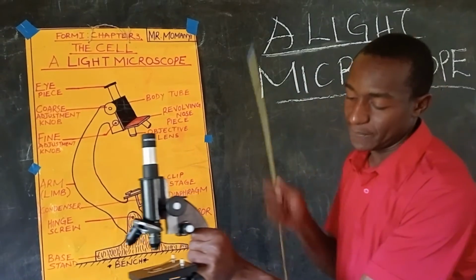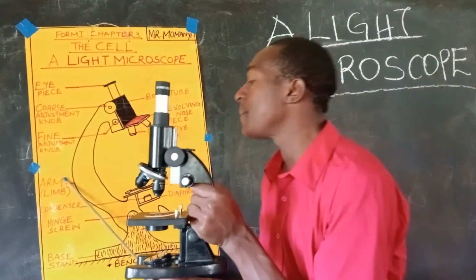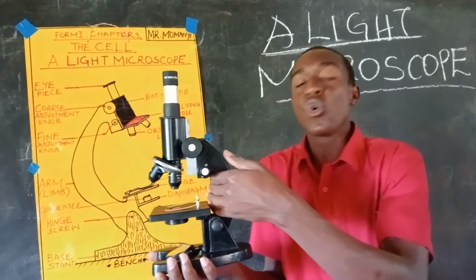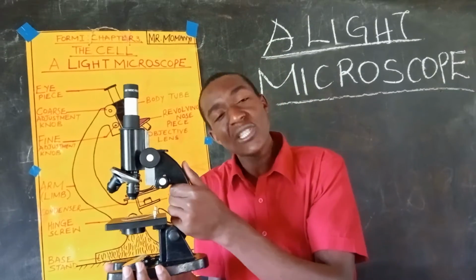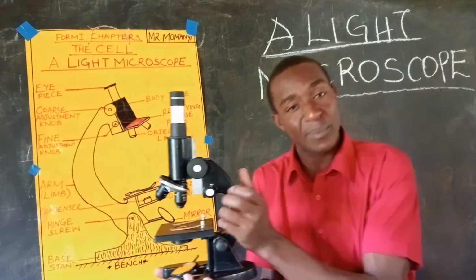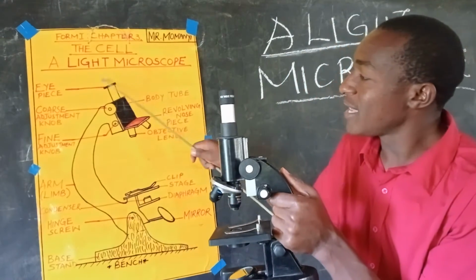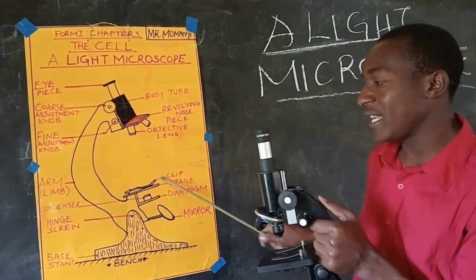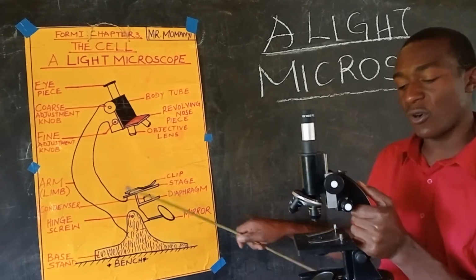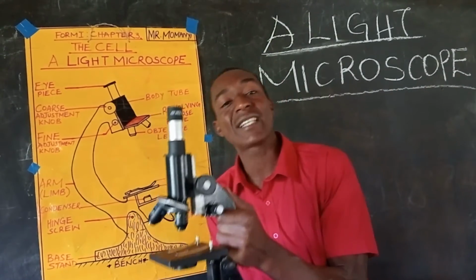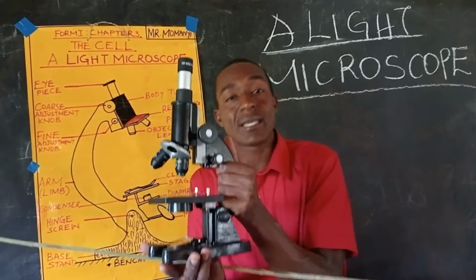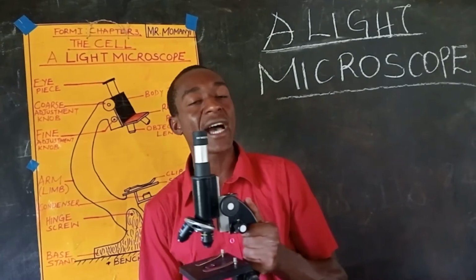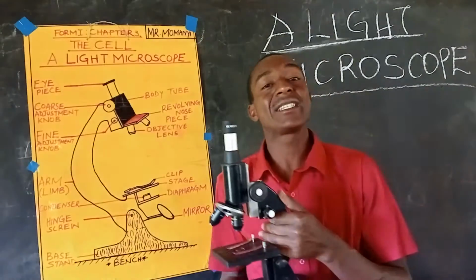Another part is the one that I'm holding. You can see the arm or limb. This is the part that you hold when you are carrying the microscope. But the most important thing, as much as it supports the whole microscope, is that this part holds this upper part here, the body tube. And of course, the other parts down here, like the stage and the diaphragm, are all held in place by this arm. It is for support. When you hold it like this, you are giving the microscope enough support, because when you're moving from one point to another, you ensure that it doesn't fall off.